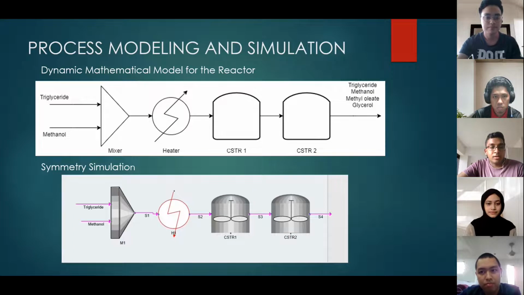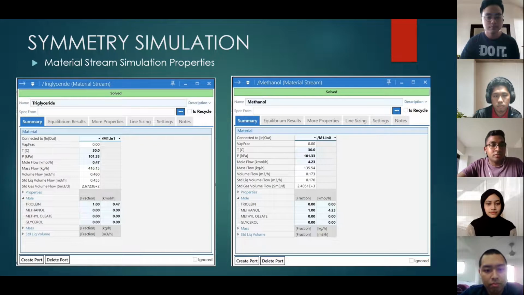Okay, thank you, Nabil. So I'll be talking about the process modeling and simulation part. Overall, we use a mixer, heater, and two CSTRs as the main equipment in our modeling process. So we have two main inlet streams, which consist of triglyceride, for which we use triolein, and methanol. The temperature is kept constant at 30 degrees Celsius and the pressure is kept constant at 1 atm.